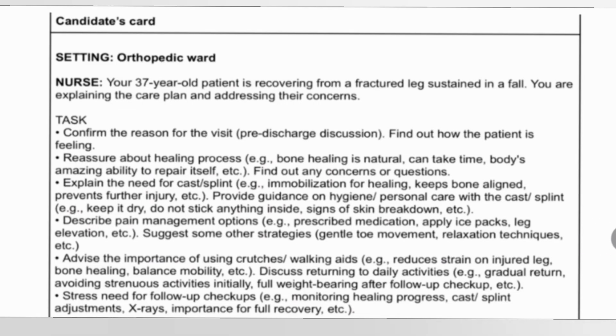Today I am going to tell you about the OET speaking module, that is a role play, and it is based on the orthopedic ward. From the setting we can know whether it is a known case or an unknown case. So how can we impress the examiner? Today I will show you a proper, perfect demonstration of a role play to achieve a high score. Based on the setting, orthopedic ward, this role play is a known case.